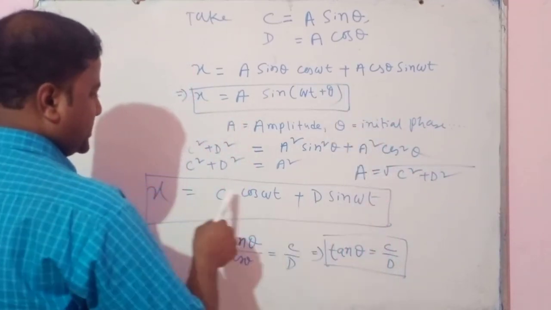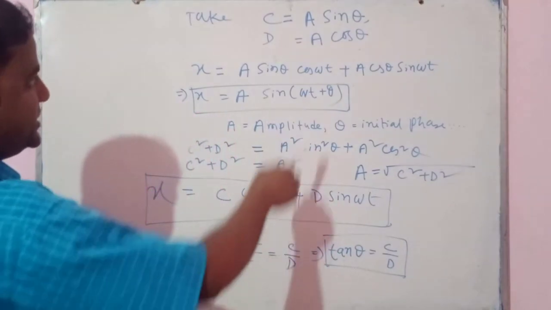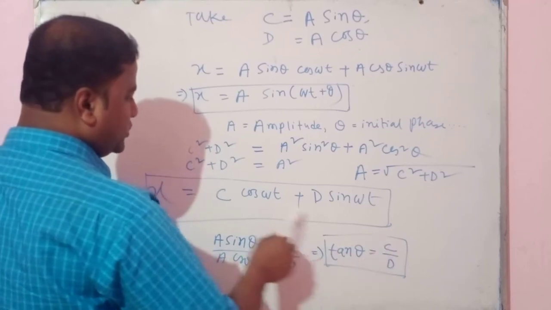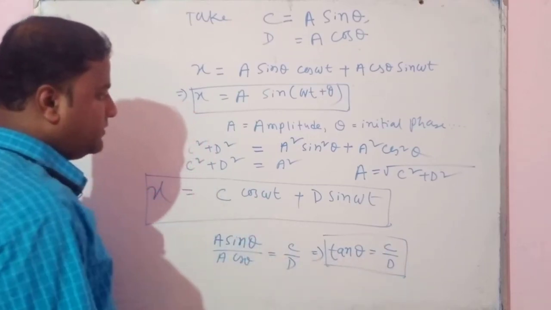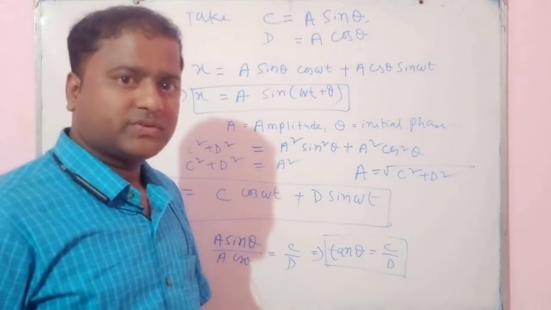Here c is the coefficient of cos, d is the coefficient of sin, and similarly the initial phase angle tan theta equal to c by d. Here c is the coefficient of cos, d is the coefficient of sin. Okay, this is today's class.